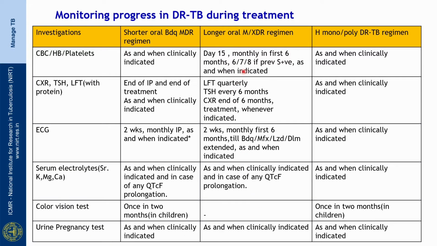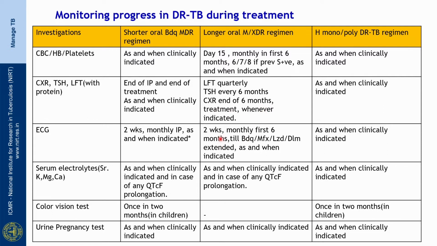Complete blood counts with platelets are needed at the end of 15 days and monthly in the first 6 months, if the previous smear is positive at the end of 6 or 7, 8 months, and as and when clinically indicated. LFT to be done quarterly, TSH every 6 months, and chest X-ray at the end of 6 months, at the end of treatment, and whenever indicated.